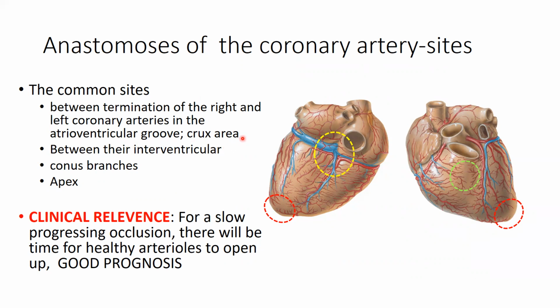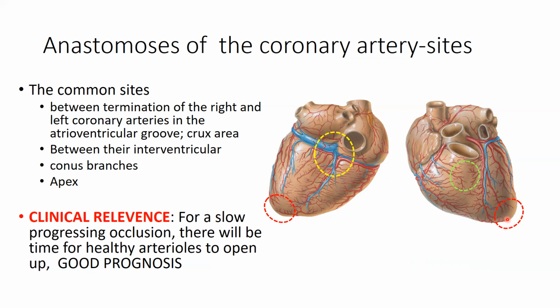Okay, number one is between the termination of the right and the left coronary arteries in the atrioventricular groove, specifically at the crux area. Number two is between the interventricular, either anterior or posterior interventricular branches, and at the conus branch, and also the apex.